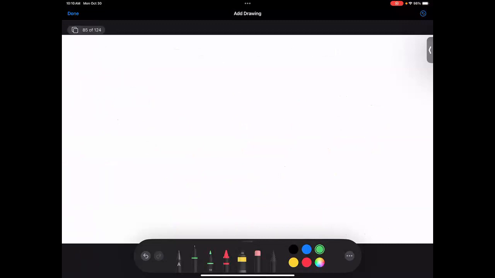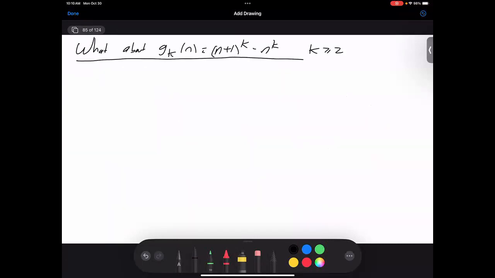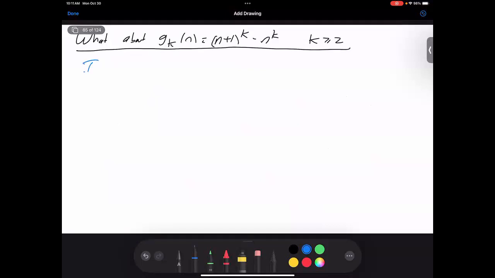Okay. What if I give you GK? So GK of n will be n plus 1 to the k minus n to the k, greater than or equal to 2. And I'm doing it like this because I don't want to have negative signs. That's why I'm doing n plus 1 to the k minus n to the k, rather than n to the k minus n minus 1 to the k. So how would you show GK is increasing? So take the derivative. Let's consider GK of x, which will be x plus 1 to the k minus x to the k. Now I have a function which agrees with my original function whenever x is an integer, but it extends it.